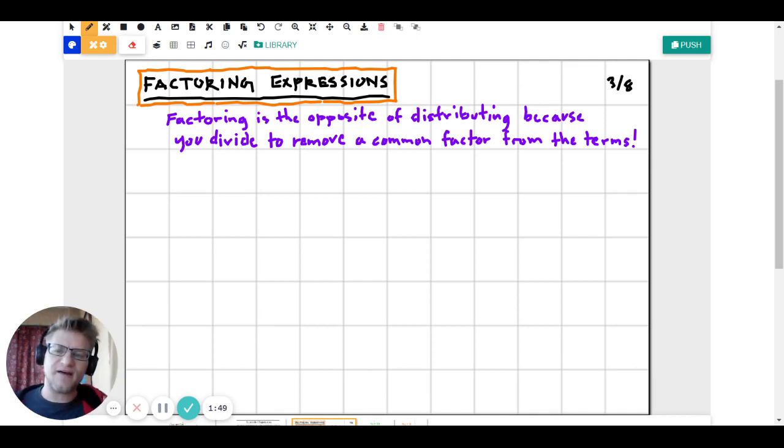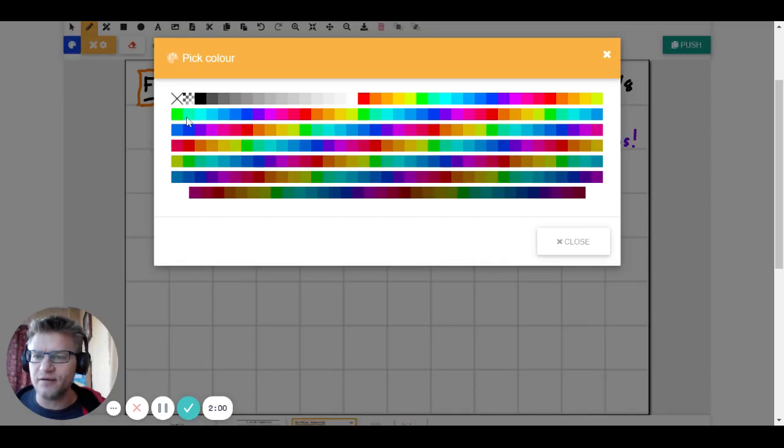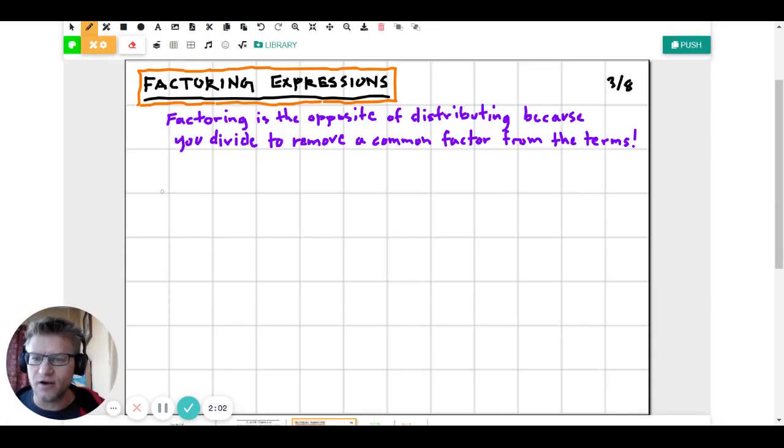So write this down. Factoring is the opposite of distributing because you divide to remove a common factor from the terms. All right, the first one we're going to do. I'm looking for all these clashing colors. I'm going to try to make all the colors look awful today just because I think that'll be interesting. Okay, first one we're going to do: 2a plus 6.